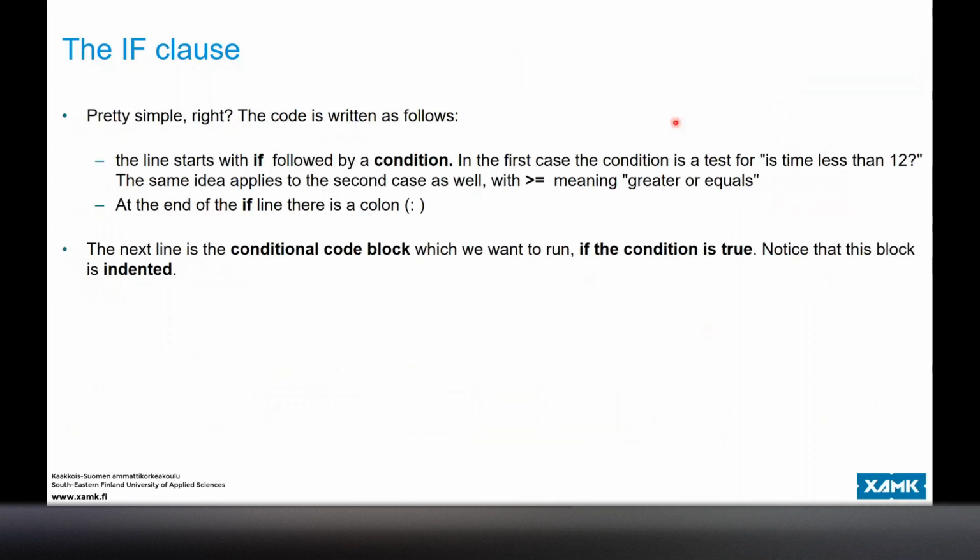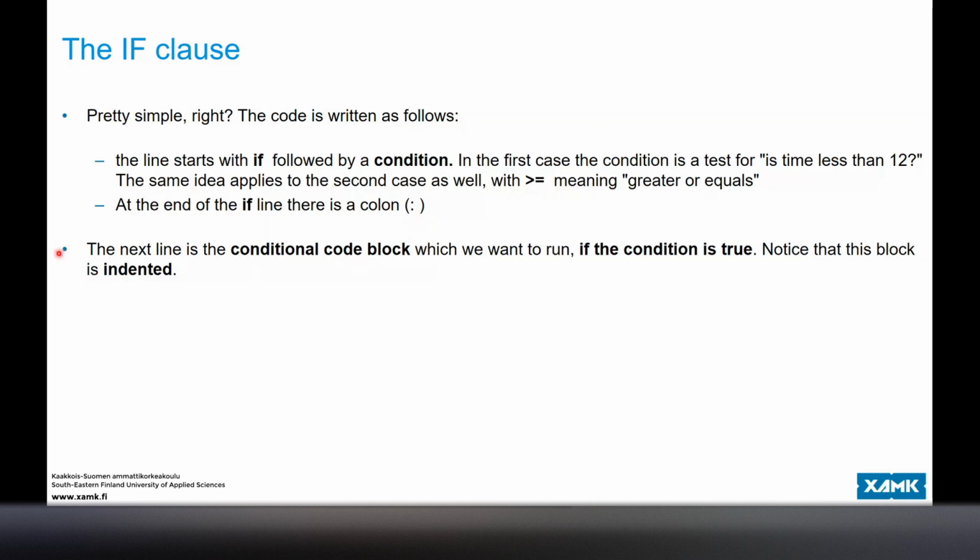Okay, so this all seems pretty simple. So a conditional line starts with the if keyword followed by some condition. So in our example, the first case was to test for is the time less than 12. The same idea applies for the second example case as well, with this greater than equals operator doing pretty much the same as the less than operator, but it just works in reverse. And you always end these if and else lines with a colon. So there is always this colon sign at the end of that line, and if you forget this colon, the editor will say once you try to run the program that you have used invalid syntax.